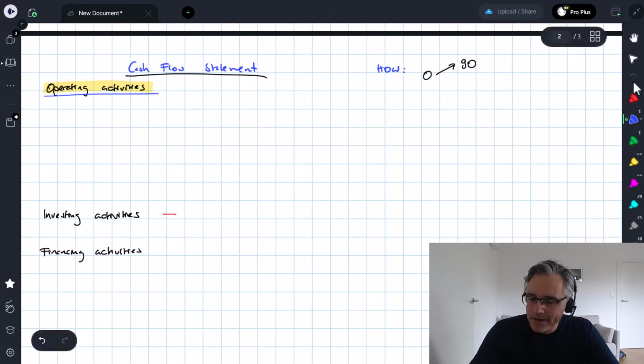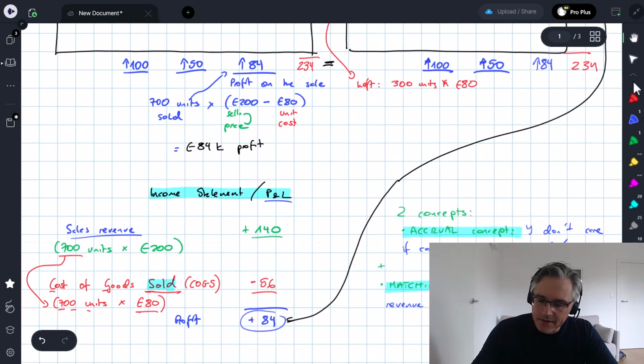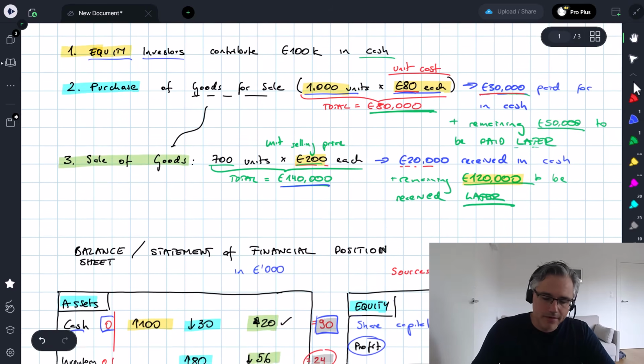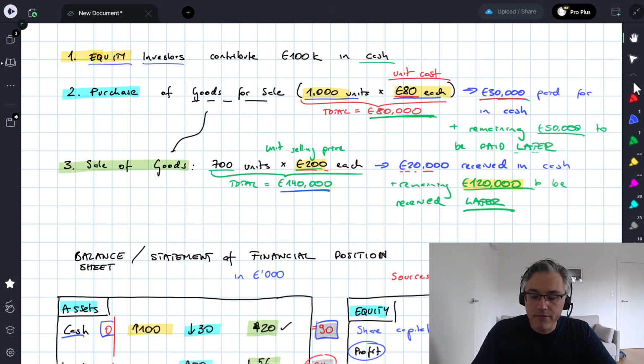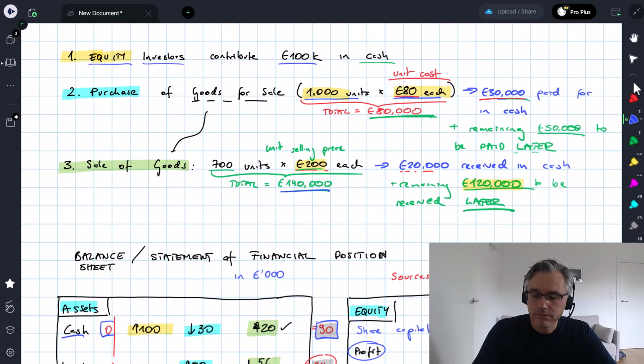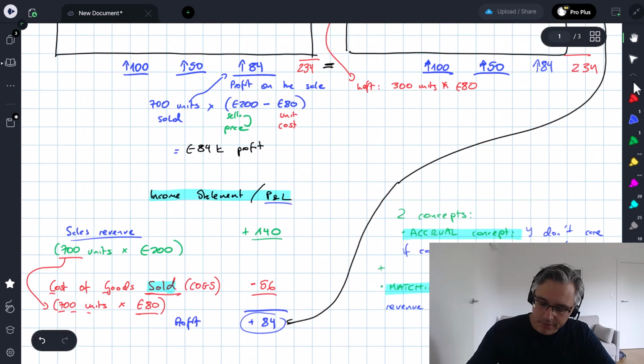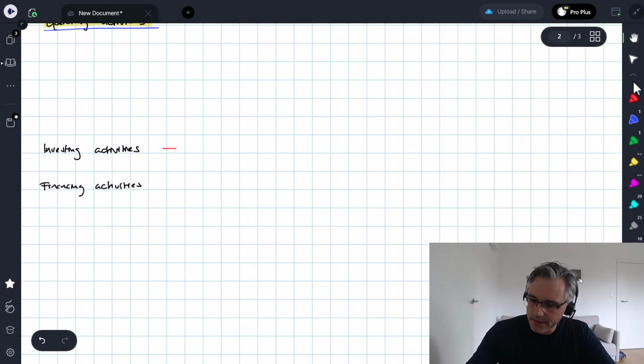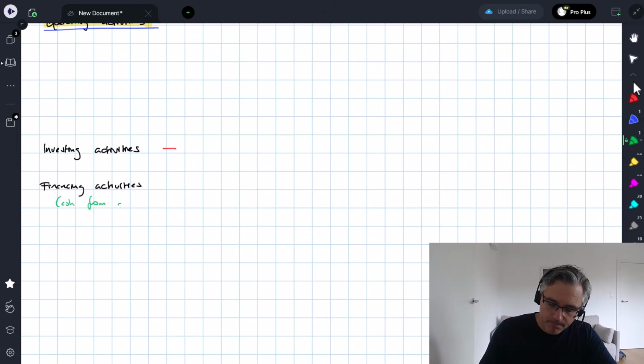Now, let's start with the fact that the business at the very first transaction received some money from investors, 100. That's an example of a financing activity. The cash from owners, 100, is an example of financing activities, and that goes here.